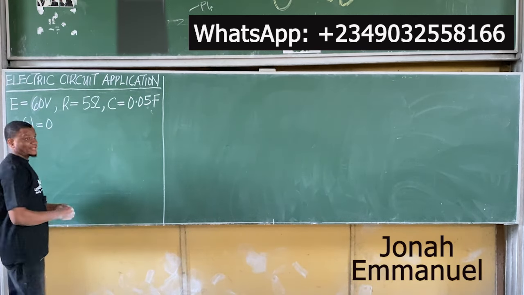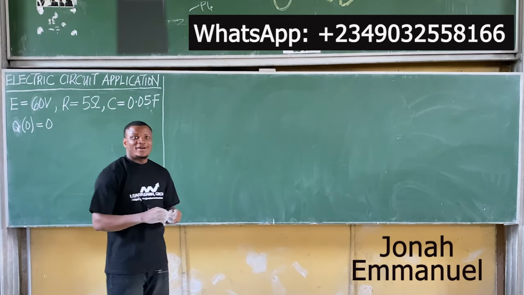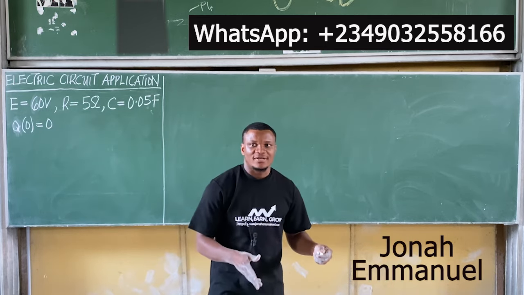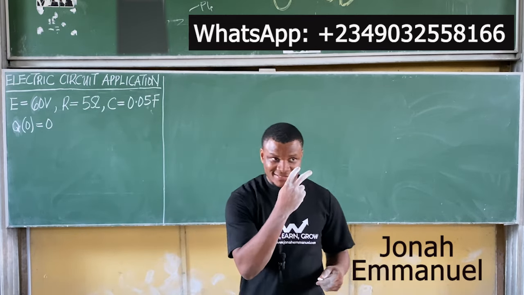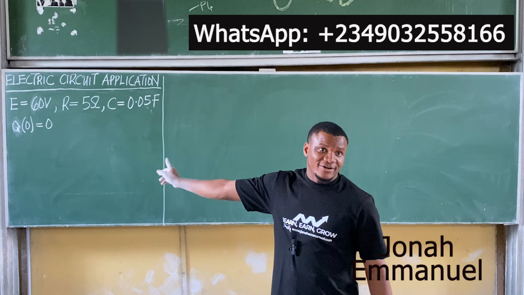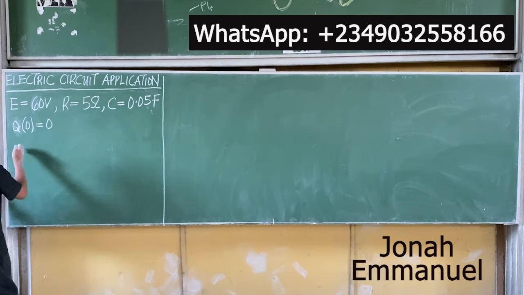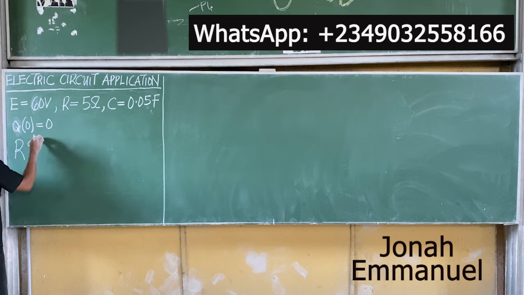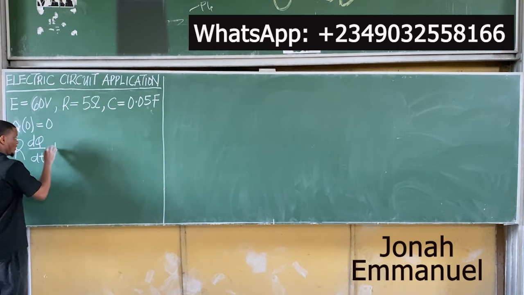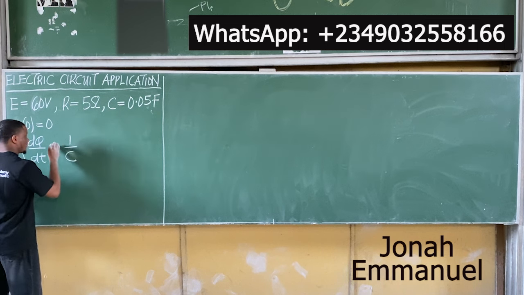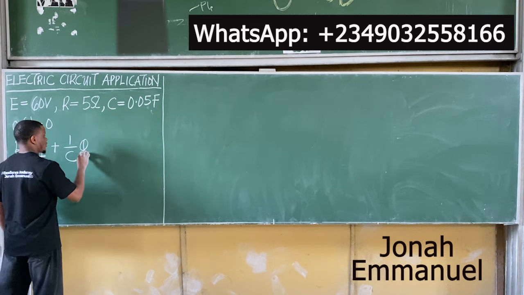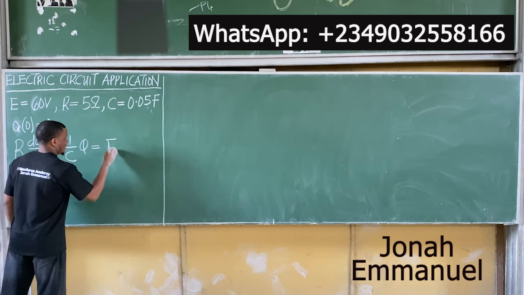So let's recall, now this is an RC circuit. In your exam, you'll not be told whether it is an RC or an RL. Use your eyes. They give you R and C, so it's an RC circuit. What equation do we use here? The equation here is R dq/dt plus 1 over C times Q is equal to E.